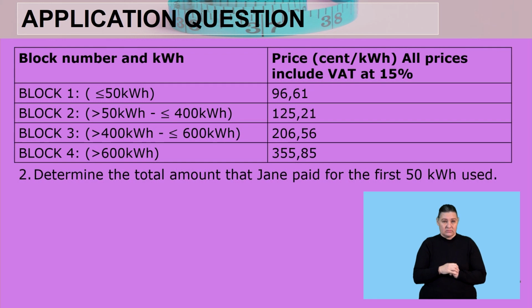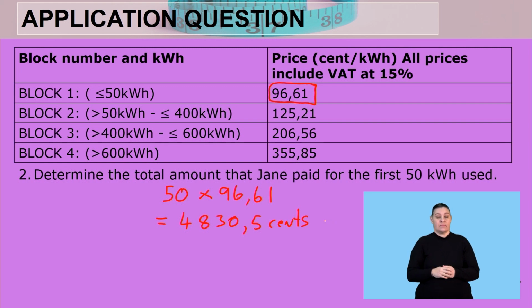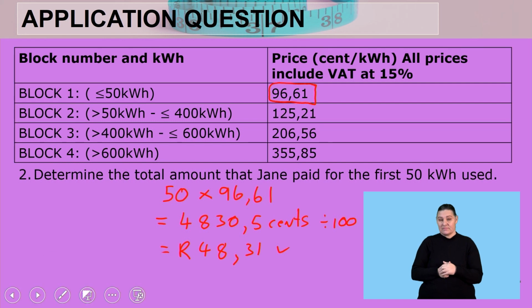So if you're looking at that, the first 50 kilowatts is here. The rate we're using is 96,61. So 50 kilowatts multiplied by 96,61, and that gives me 4830,5. Like before, this is in cents. Then, of course, divide the cents by 100 to get the price in rand, 48,31. Nice work. All right, let's do another one.